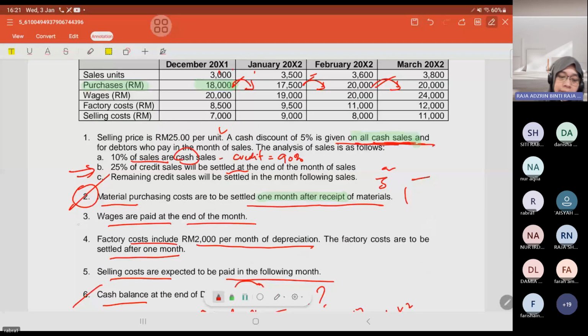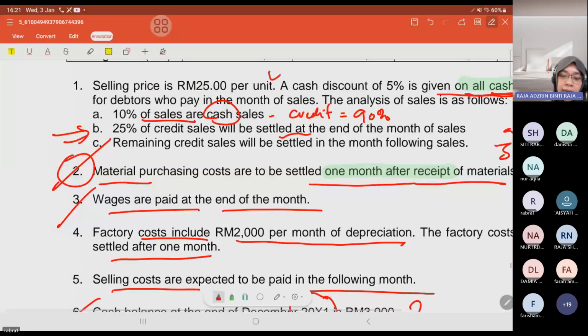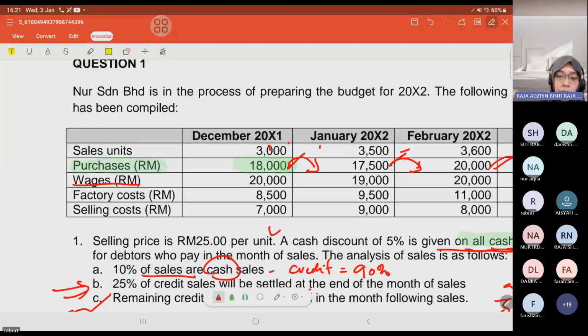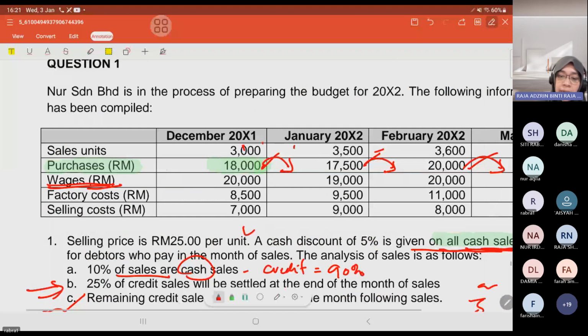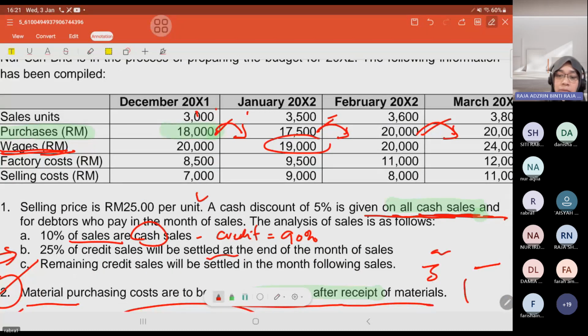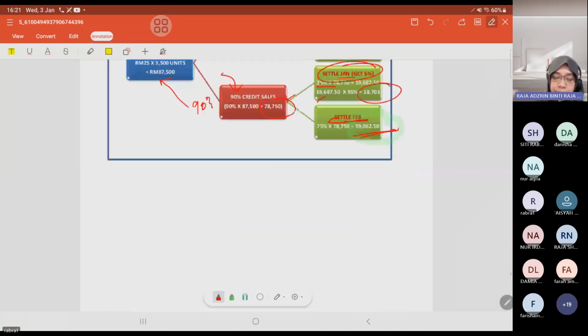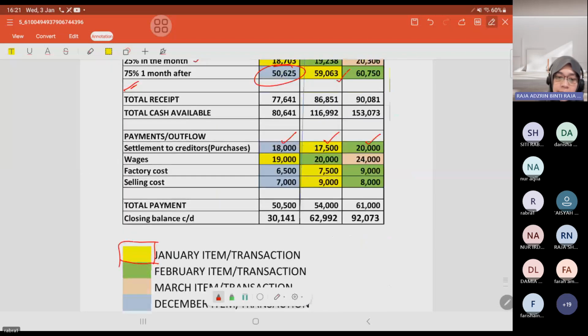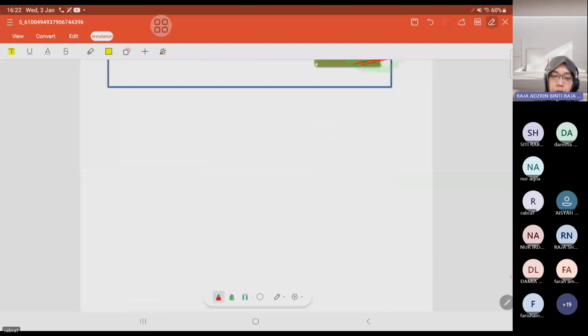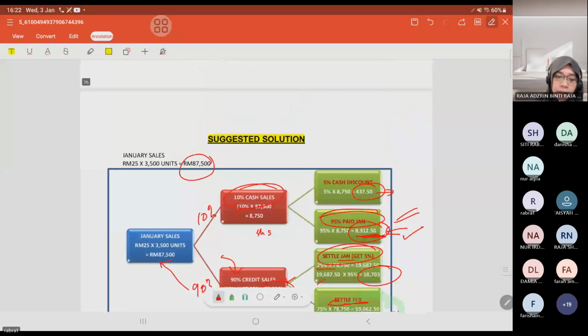And then you do for item number 3, wages are paid at the end of the month. So kalau you tengok wages in RM, okay, wages kalau untuk January at the end of the same month lah, meaning untuk January 19, February 20, and then 24. So because this one is your outflow, you kena bayar. So you put under payment lah. So payment 19, 20, 24. So put there, wages will be 19, 20 and 24. Okay, next move on kepada the next item.